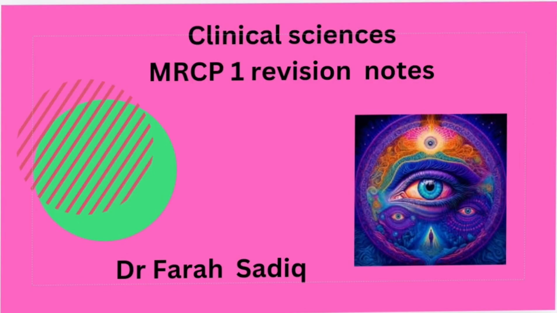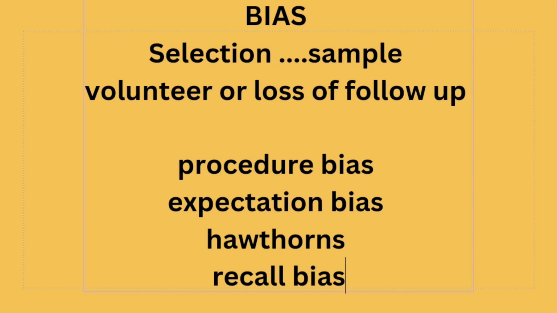Hello students, today I will discuss bias, which is also very important in biostatistics. Bias can be of different types. First of all, I'll discuss selection bias, and in selection bias we can have sample bias. Sample bias means that if our sample size is not representative of our whole population, that means that sample size is smaller, then this can be a type of selection bias.